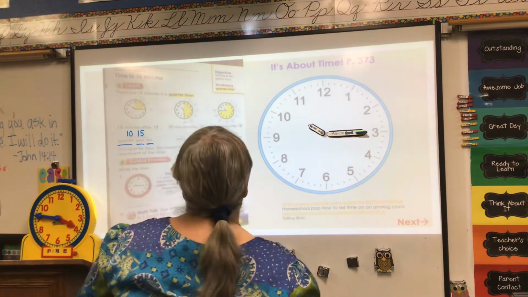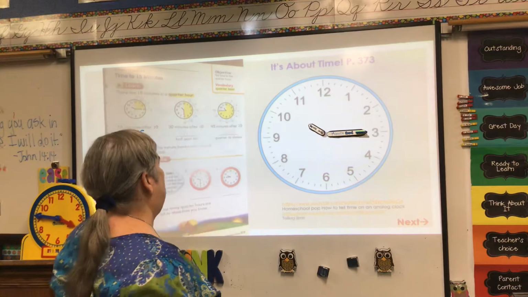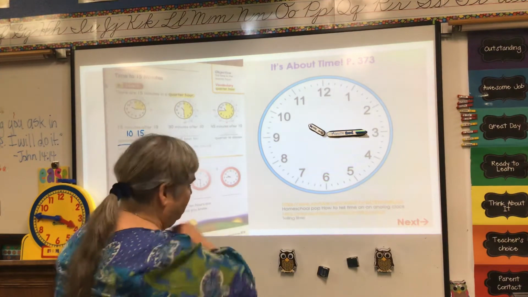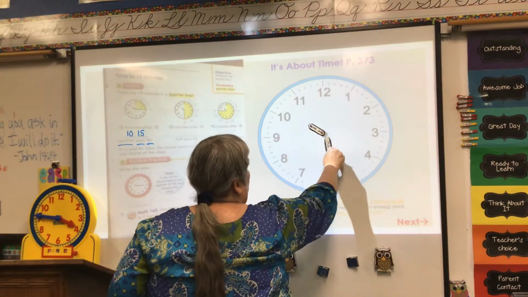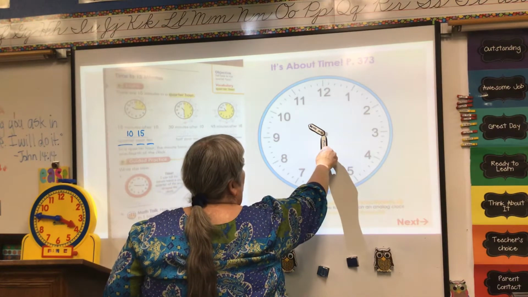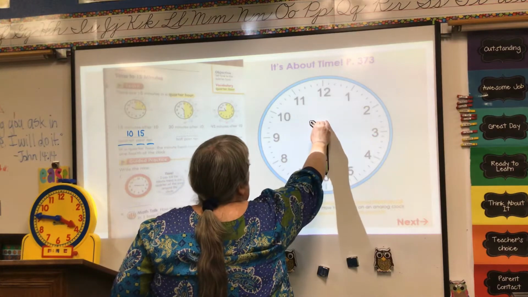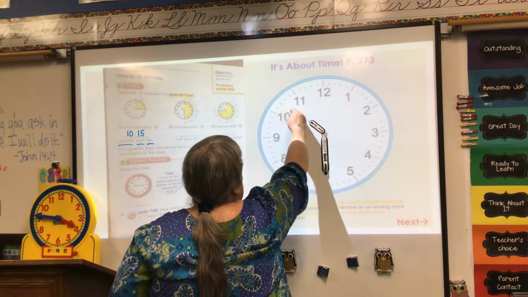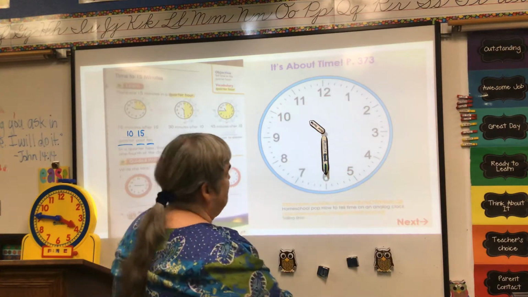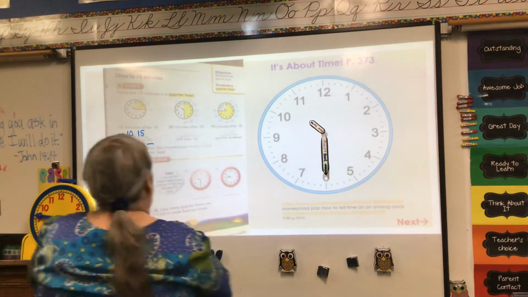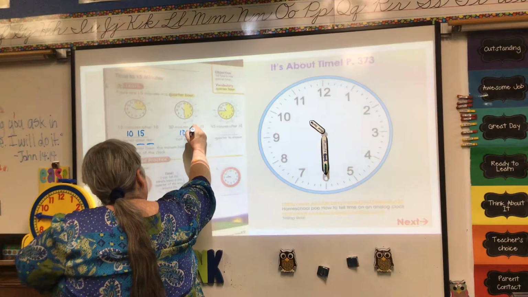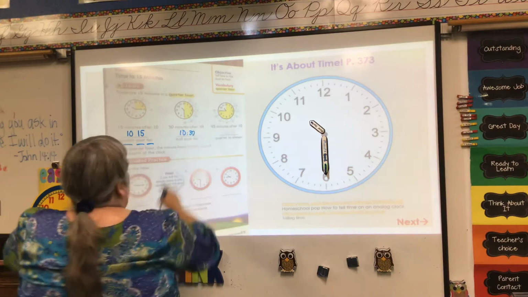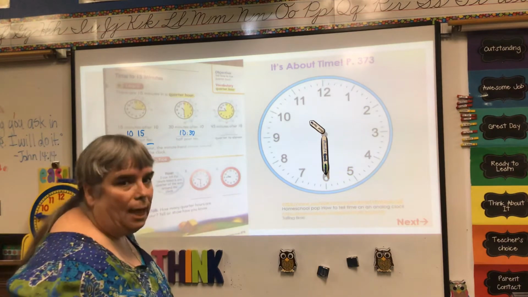The next one says 30 minutes after 10, or half past 10. So that would be here. And now the hour hand is going to be halfway in between 10 and 11. So this is 10:30, but we say it 10:30.